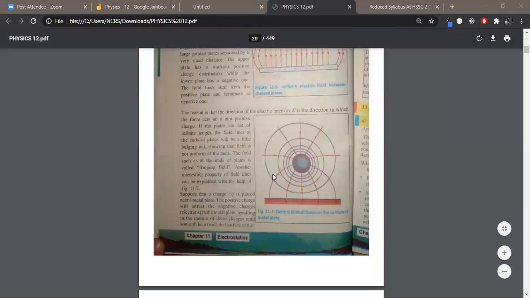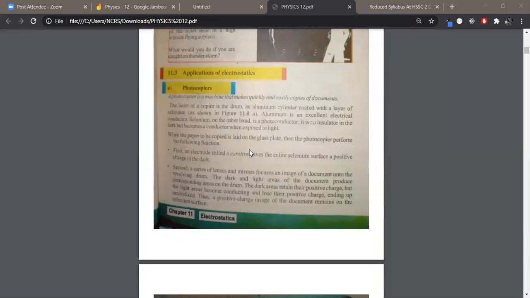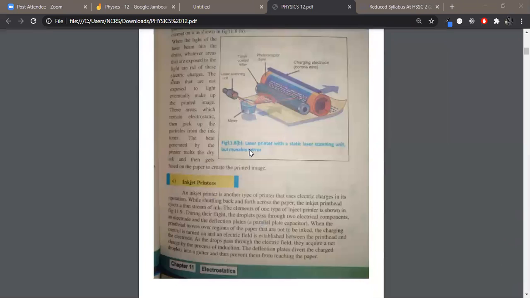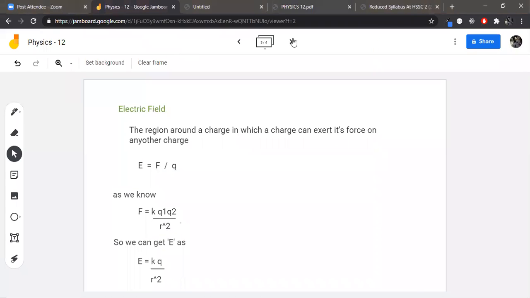Okay, so let's jump to the next topic. That is, we can skip it. It is not that important, and it's also not included in your syllabus. So our main topic for today is electric flux. I've also prepared a slide for it, so let me go through the slide first.